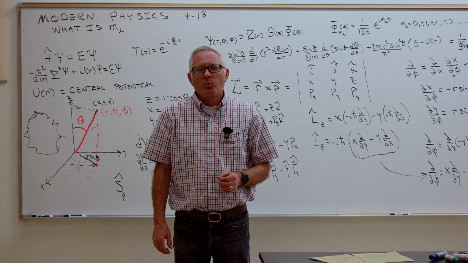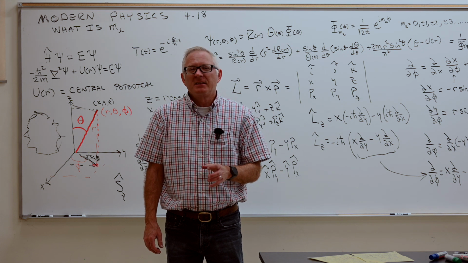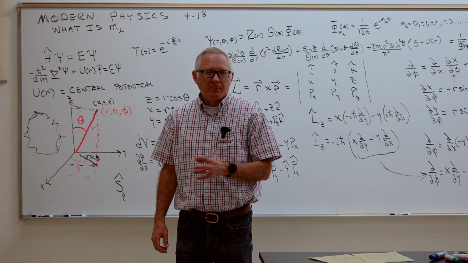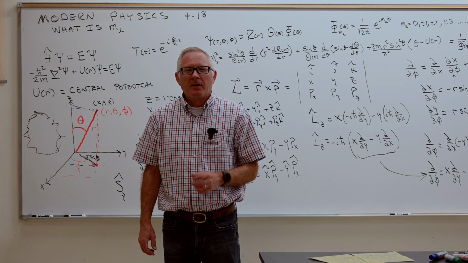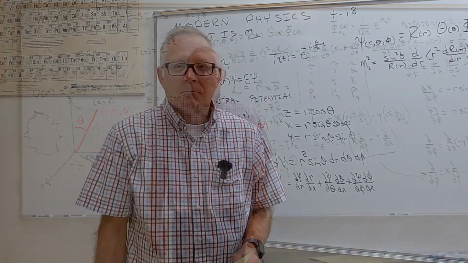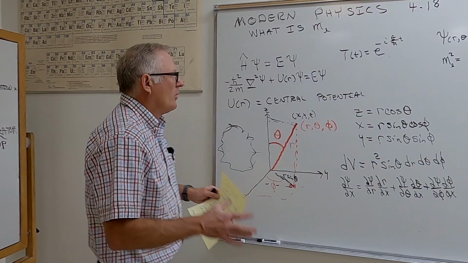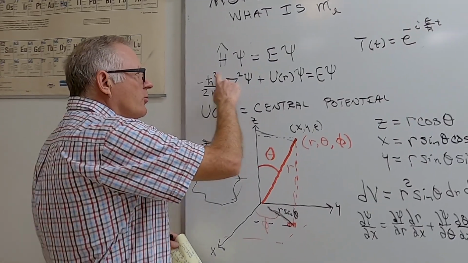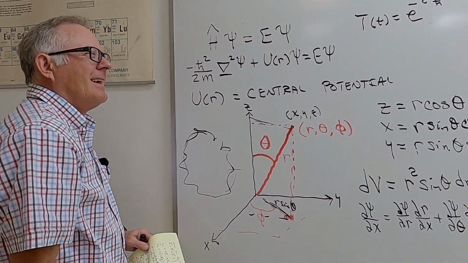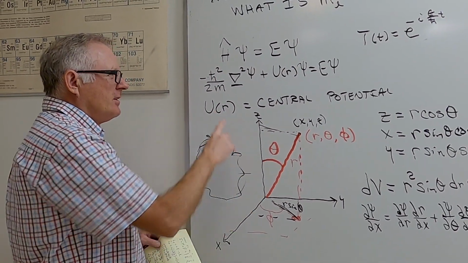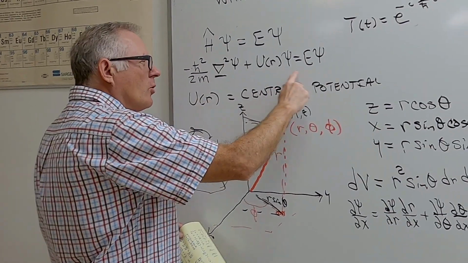So in this video, we'll look at the meaning of this quantum number m sub L, which is the magnetic quantum number. Just to remind you, what we're trying to solve is Schrodinger's time-independent equation, and we want to do it in spherical coordinates.